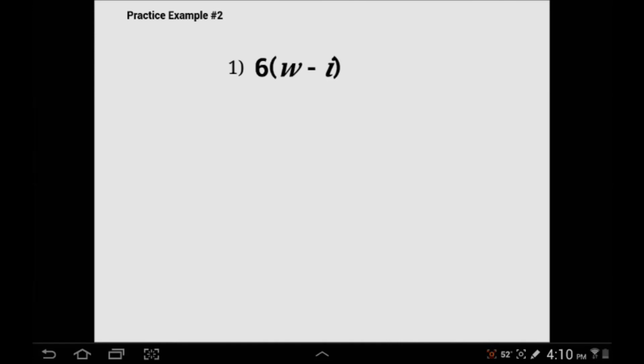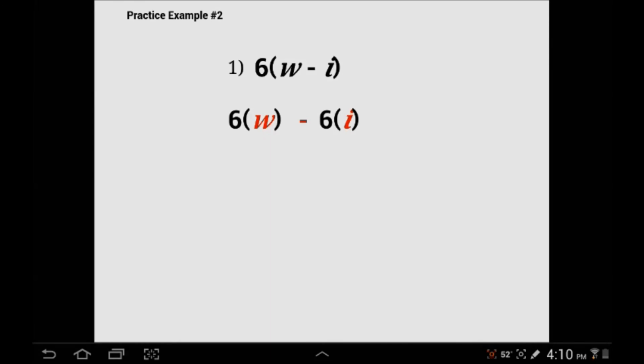And in this example, we're going to distribute the number 6. So 6 times w minus 6 times I. Now what makes this example just a little bit different from the previous one is that everything in parentheses is a variable. There's no numbers in the parentheses. So we're straight up multiplying by letters, by variables.